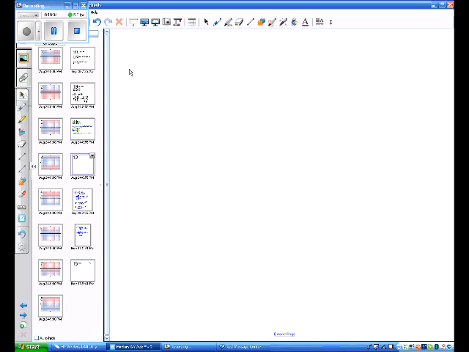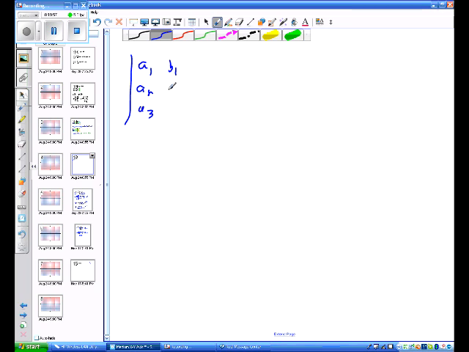And this is what we deal with when we're working with our matrix, and we're going to do it by minors. The first thing is we need to set up our matrix. So let's say we have a sub 1, a sub 2, a sub 3, b sub 1, b sub 2, b sub 3, and c sub 1, c sub 2, c sub 3.